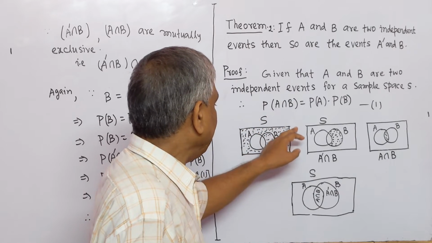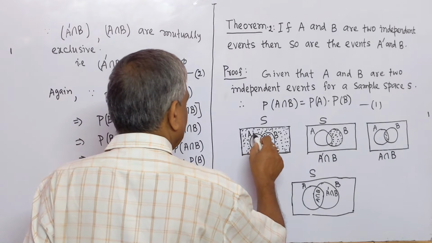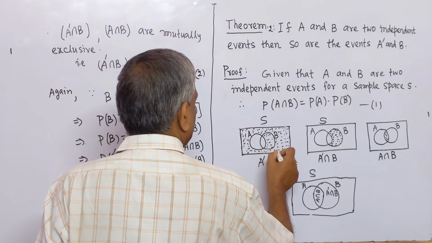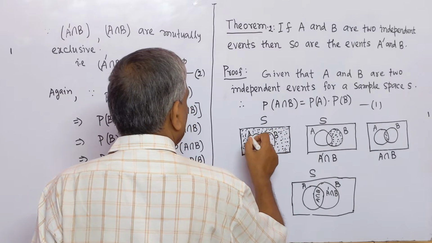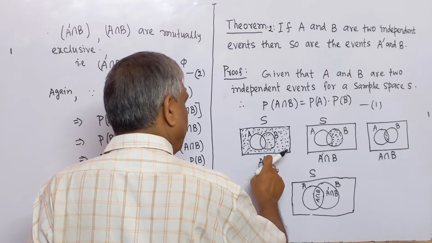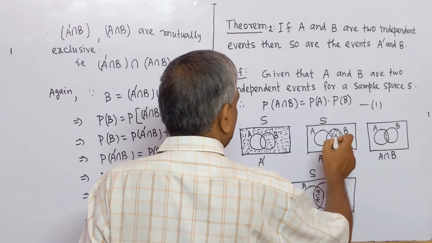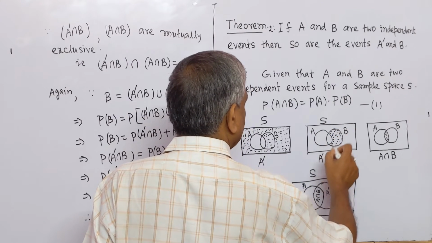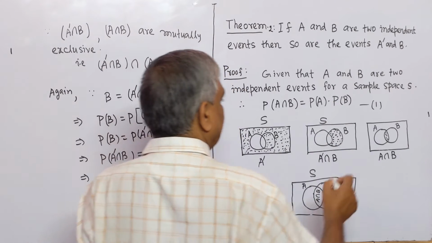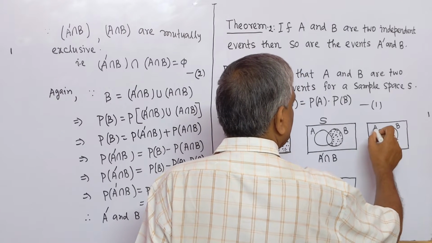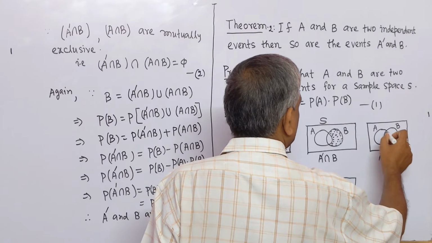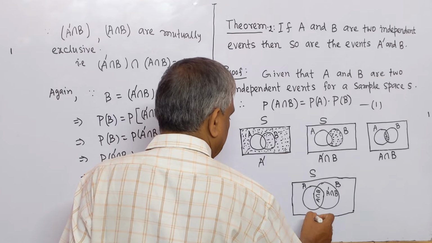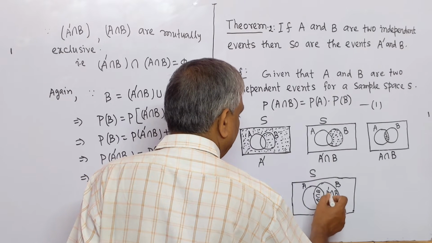Let this rectangle be sample space S, this circle be event A and this circle be event B. Then the dotted portion is the portion except event A, that is, the dotted portion is complement of A. Here this dotted portion is common place between B and complement of A, that is, complement of A intersect B. Here this dotted portion is the common place between event A and B, so this dotted portion is A intersect B. So in this figure, this portion is A intersect B and this portion is complement of A intersect B.